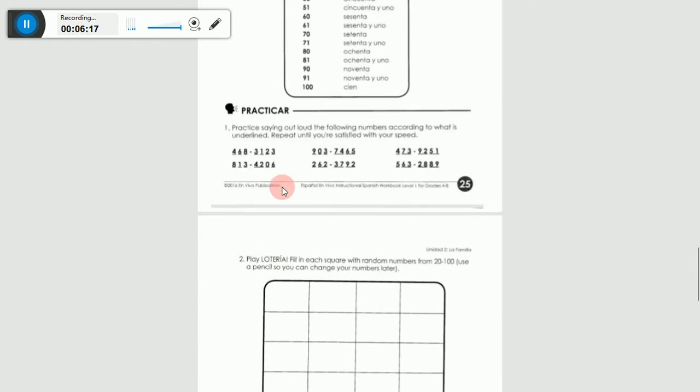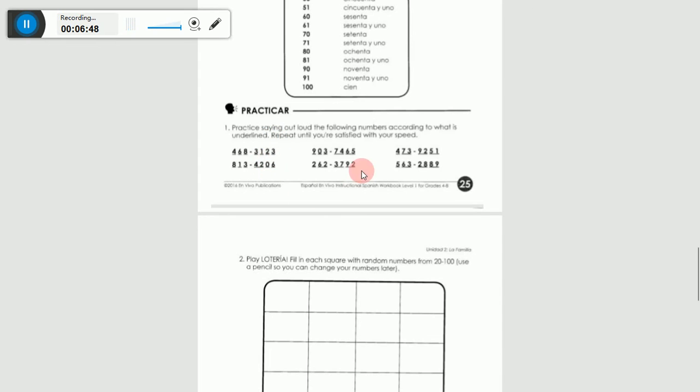So here we're going to use numbers to practice saying phone numbers. Okay, and in here you'll see that the dashes are a little different, or the underlining is. So when you have a single underlined number, you're going to say that number singularly. So for example, this would be 4, 6, 8, 3, 1, 2, 3.